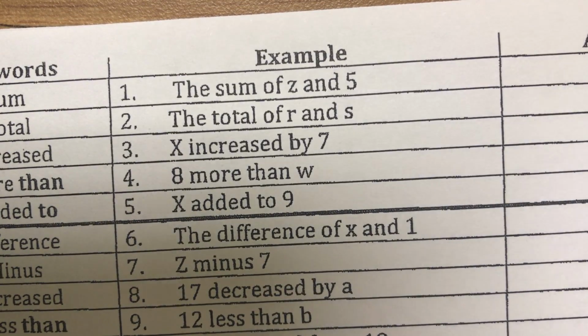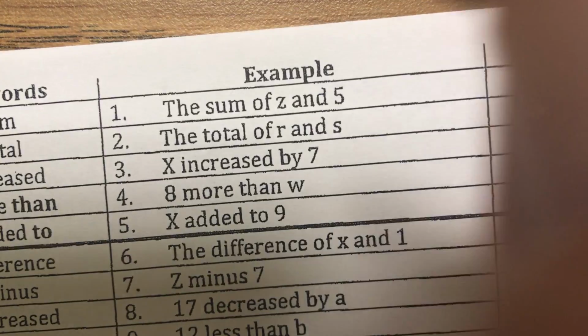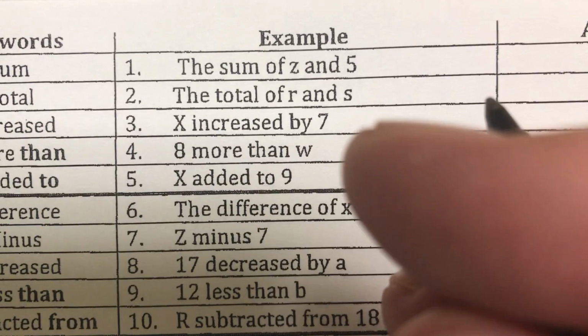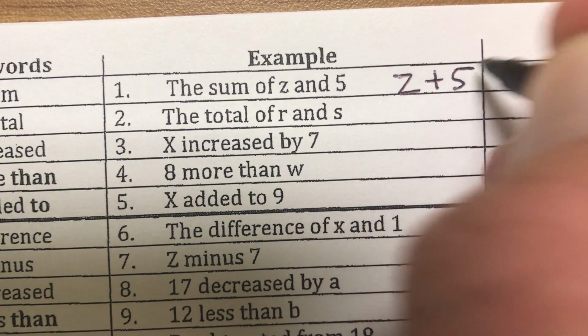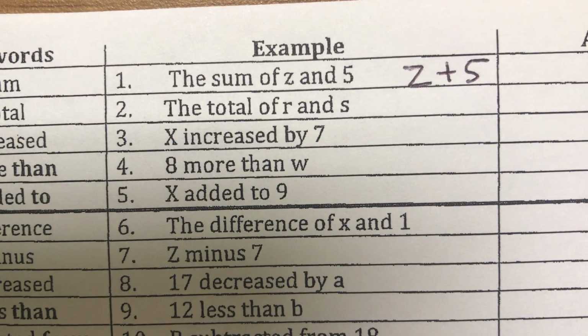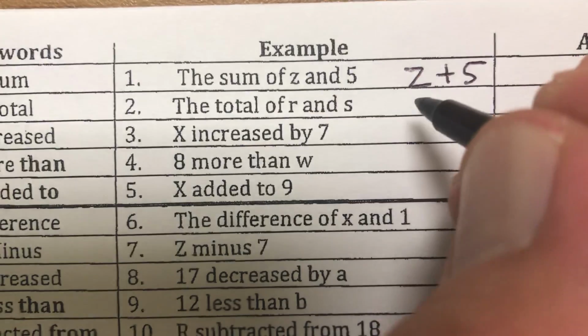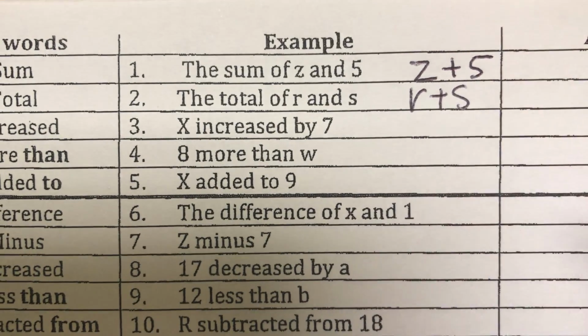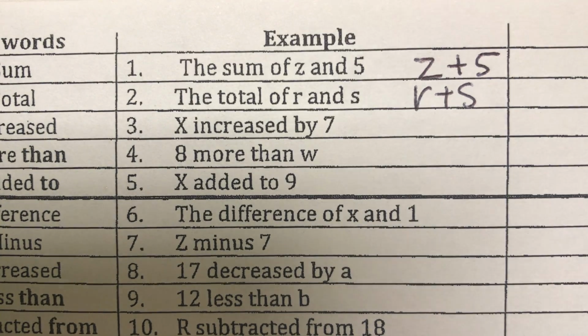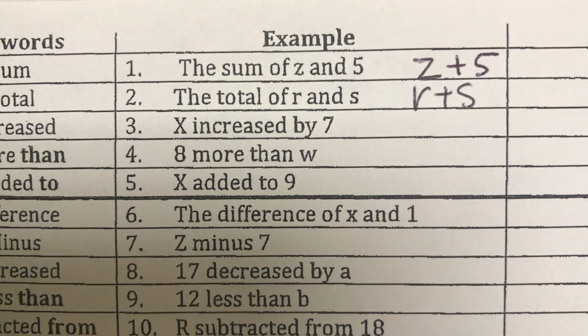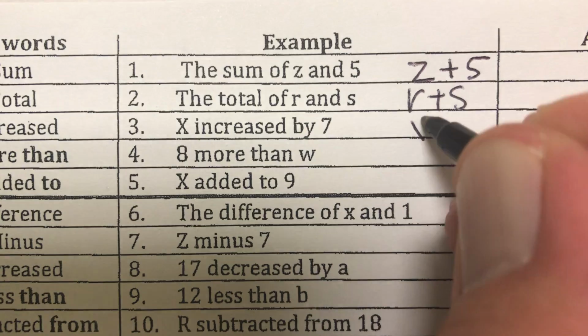So the sum of z and 5 would just look like, and I'm going to write it here because I don't have enough room, z plus 5. The total of r and s, means you're putting r and s together, would be r plus s. X increased by 7 would mean you're adding 7 to x, whatever it is, so that would be x plus 7.